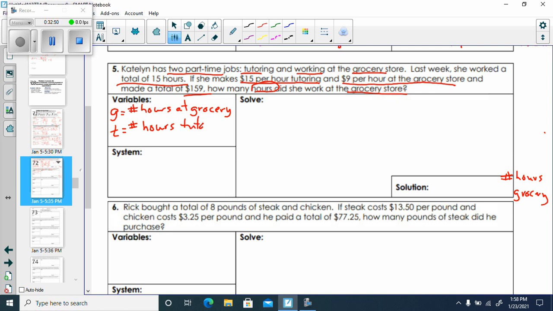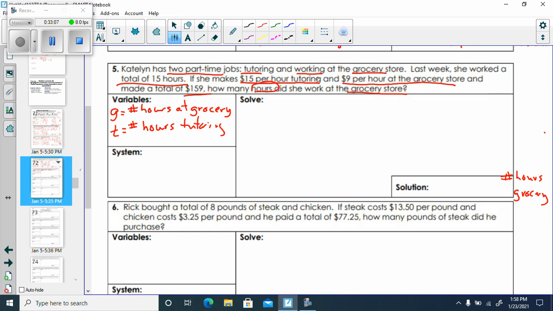See how I used what it told me here? The number of hours, that's what we're looking for, right? We need the same units here. Number of hours at the grocery, that's what it said. Number of hours tutoring, okay? We need to write us some equations. So we need two equations.